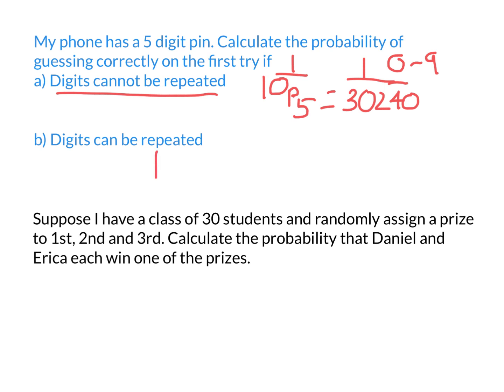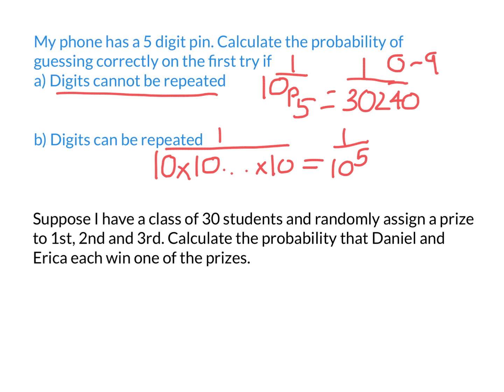So in this case, there are going to be 10 options for the first digit, 10 options for the second digit, and so on, 10 options for the fifth digit. So the total number of ways this can be done is simply 10 to the power of 5. And again, if you're only having one guess, the probability you're successful here is 1 over 10 to the power of 5.